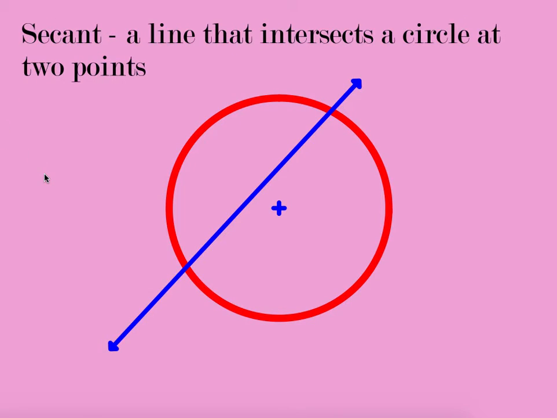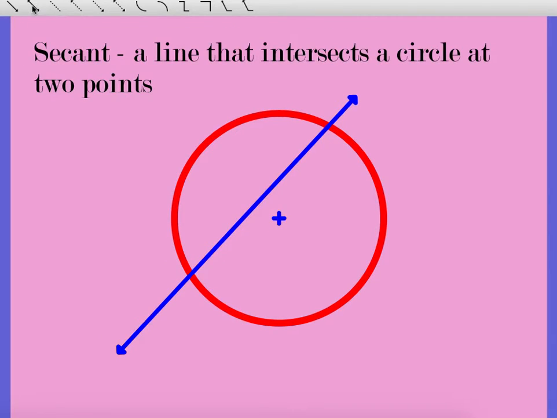Now a secant is if I take a line and just intersect the circle at any 2 points, that's a secant. So here's one example of one, but I can draw another one as well. So there's another secant. It crosses through the circle right here and also over here, and it's just a line.